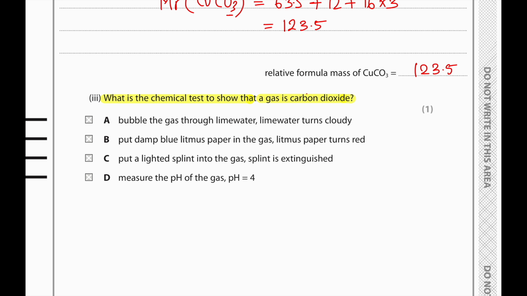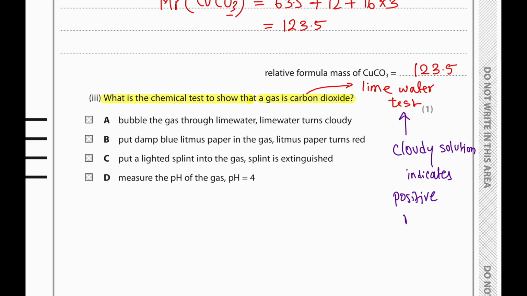What is the chemical test to show that the gas is carbon dioxide? Carbon dioxide can be easily detected by a lime water test. The positive result is indicated by a cloudy solution. So bubble the gas through lime water. The lime water turns cloudy.